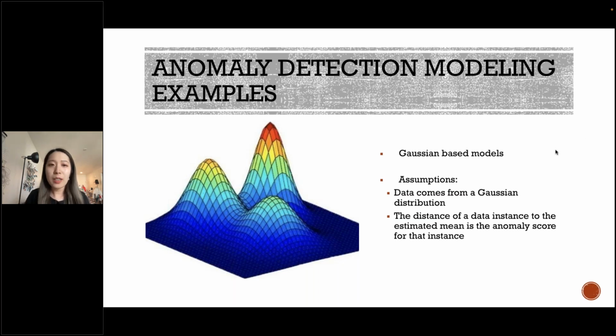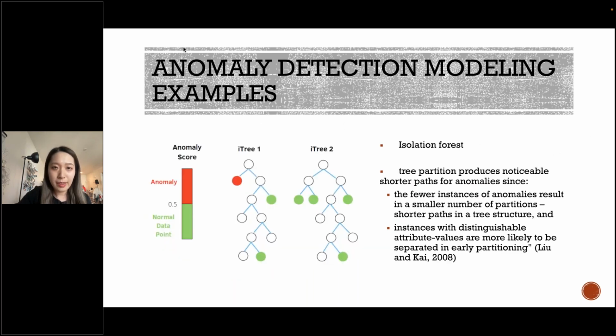The second one I use is the isolation forest. It's also very simple and straightforward. It assumes that tree partitioning produces noticeably shorter paths for anomalies, because there are fewer instances of anomalies, resulting in a smaller number of partitions, like shorter paths in a tree structure. And instances with distinguishable attribute values are most likely to be separated in early partitioning.